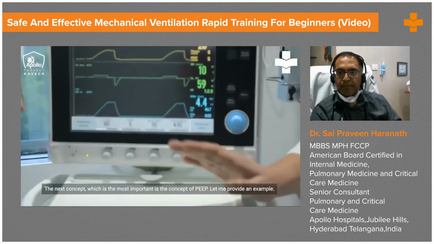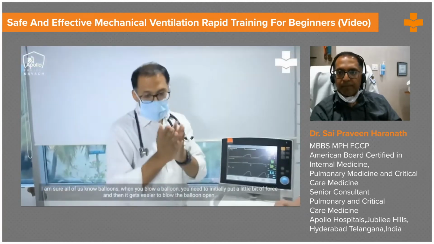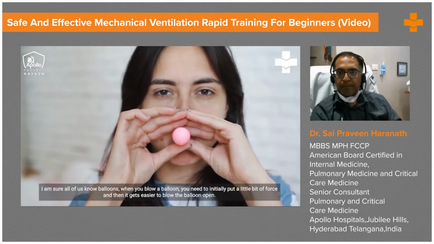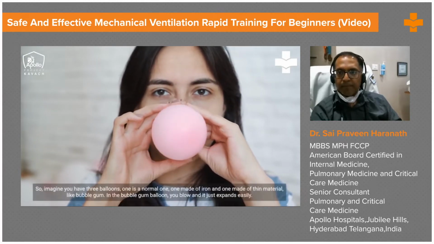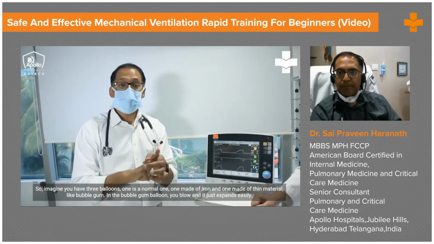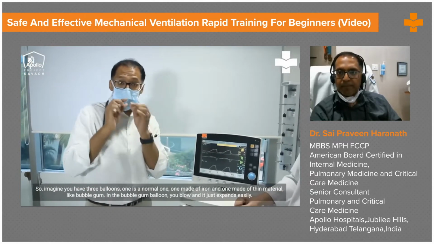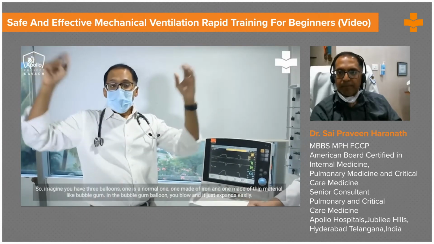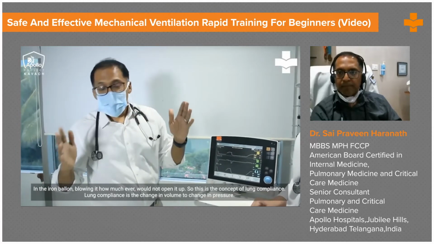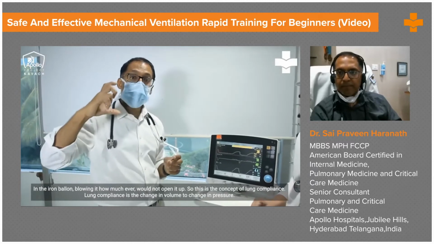The next concept, which is probably most important, is PEEP. Let me give you an example. I'm sure all of you have blown balloons. When you blow a balloon, you need to initially put a little bit of force, and then it gets easier to blow the balloon open. Imagine you have three balloons. One is a normal balloon. One is a balloon made of iron. Another is made of a thin material like bubble gum. In a bubble gum balloon, you blow and it just expands easily. Imagine your balloon was made of iron: blowing and blowing and blowing, it's not going to open up. This is the concept of lung compliance. Lung compliance is change in volume to change in pressure.